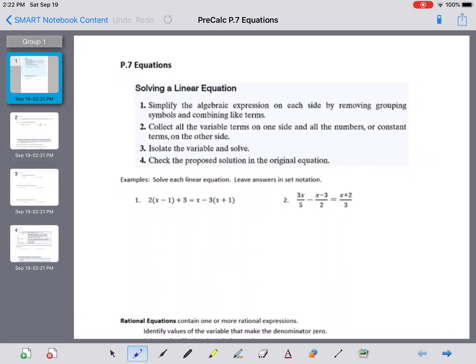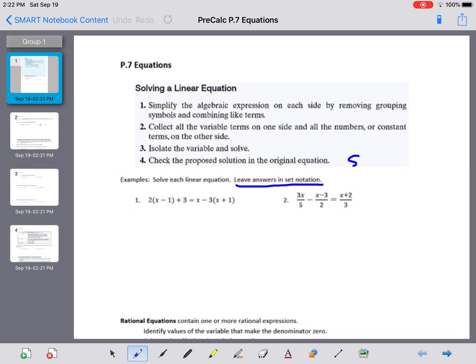P.7 Equations. So we're going to start with simple linear equations and make our way through to some quadratics and some radical equations. Again, all of this should be reviewed from algebra and algebra 2, but maybe we take it a little step further, maybe we do it a little bit different. One thing we are going to do is work on leaving our answers in set notation. So that's definitely something that maybe we haven't done before.